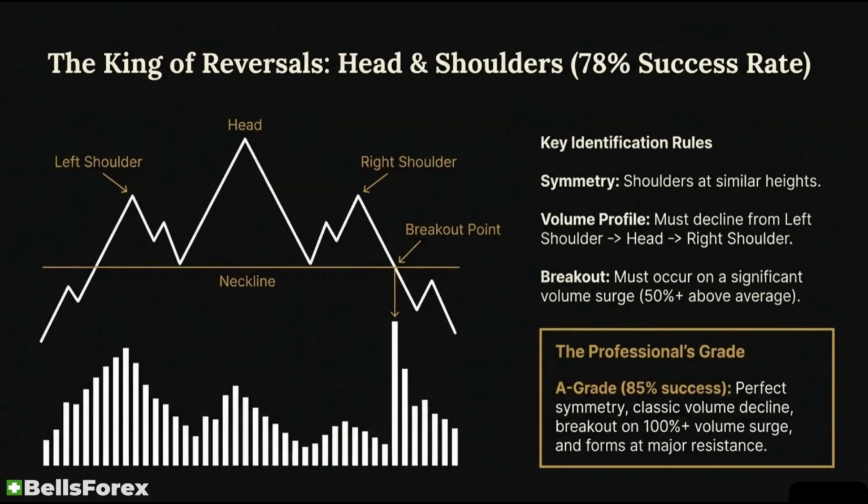So if we have that textbook structure and the perfect volume, what constitutes that A-grade setup? An A-grade H&S has near perfect symmetry, that textbook declining volume, a confirmed breakout on 100+% volume surge, and ideally it forms at a major resistance level, like a multi-year high.